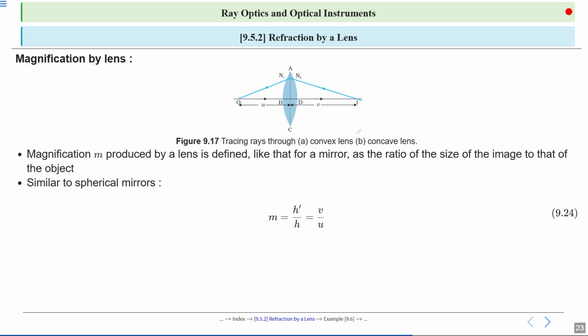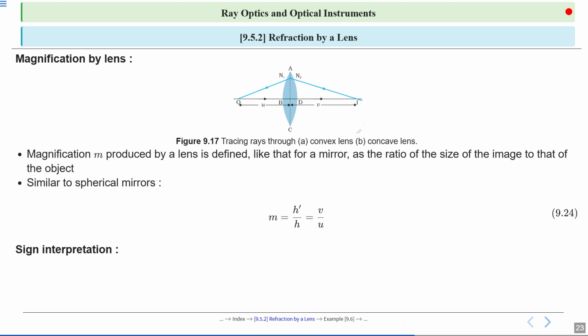But in the case of lens, in the case of convex lens, if the real image is formed, image will be inverted. So minus H dash upon H equal to, but image is formed on the other side of the lens. That's why image distance will be positive. So V upon minus U. So minus sign is in the left side and minus sign is in the right side, so they will get cancelled out from both sides. So it will become H dash upon H equal to V upon U. That's why negative sign is not there in the case of lenses. So mark it as 9.24 equation.